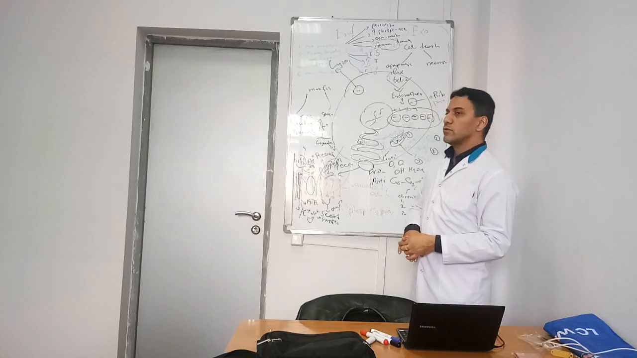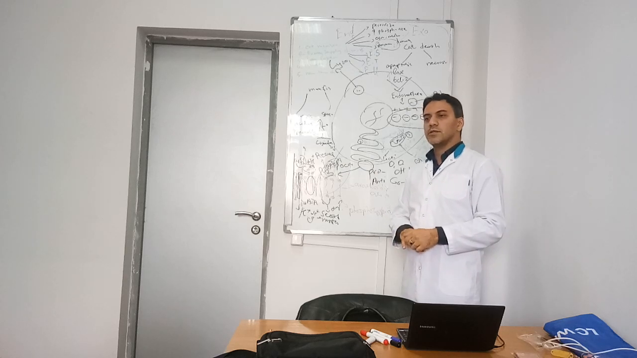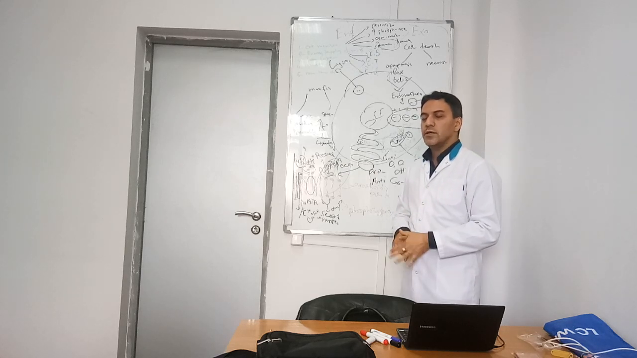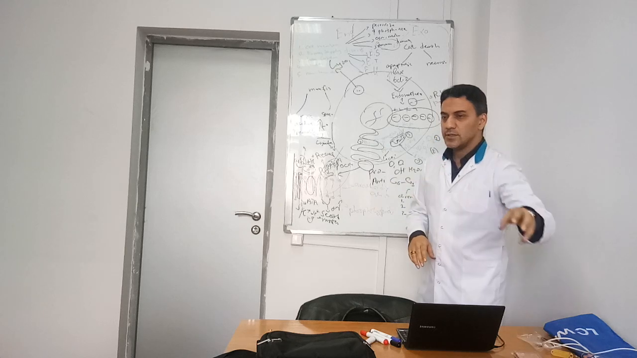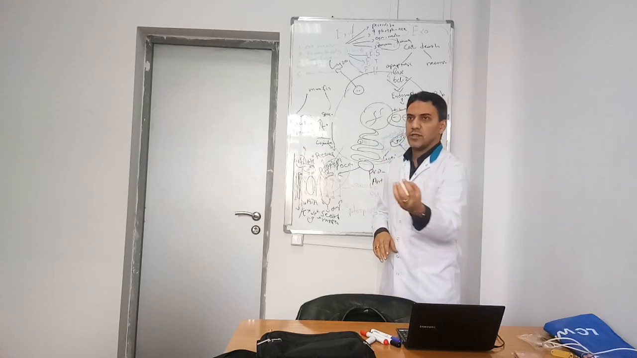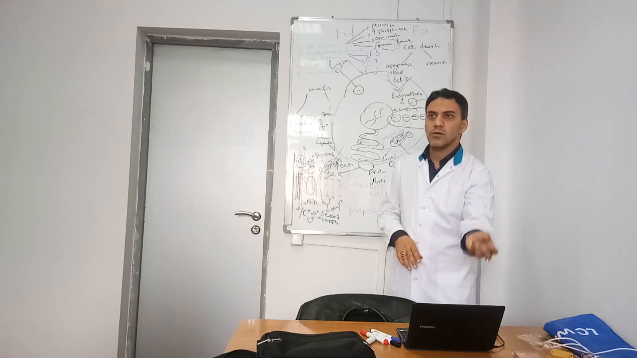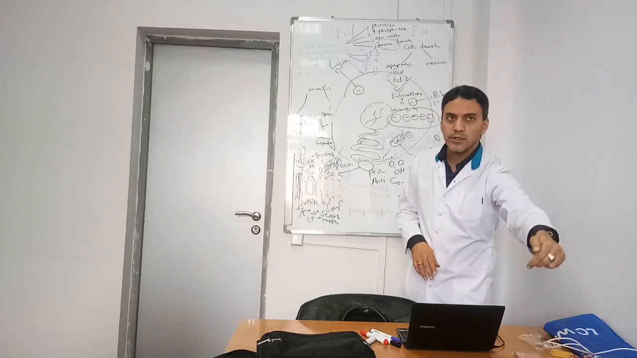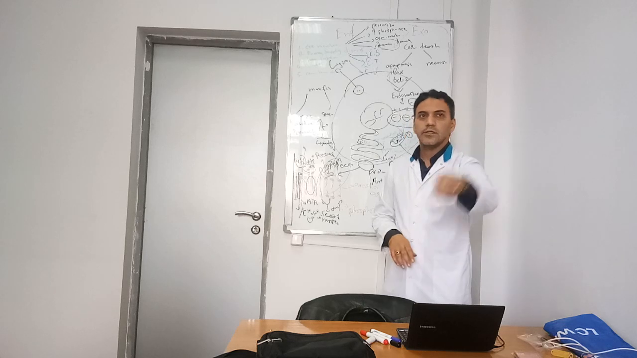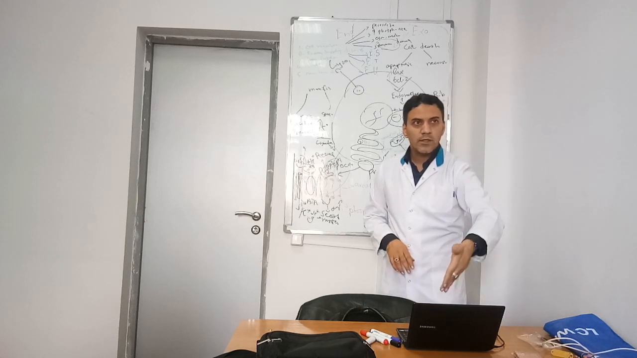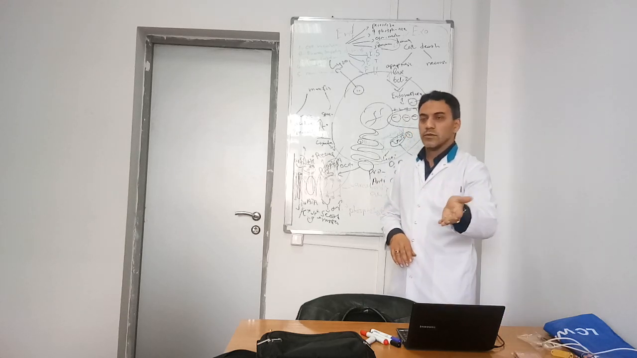This was the topic about cell injury. This topic is important. Why? Because the basis of any disease starts with cell injury. For example, myocardial infarction is cell injury. It's injury of cardiomyocytes. Gastritis is injury of endothelial cells of the mucous membrane, and so on.